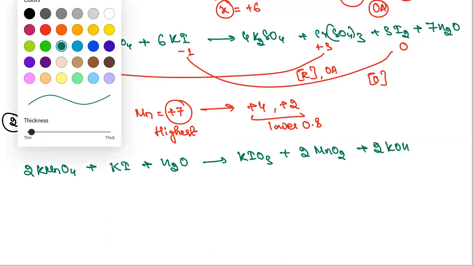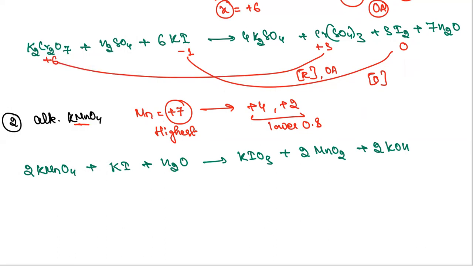Exactly in a similar way, you have to see where oxidation is taking place and where reduction is taking place. So this is your Mn in plus 7, and here it will be plus 4. So plus 7 to plus 4 is what? Reduction. So it's reducing, and that's why it behaves like an oxidizing agent. That means it will reduce itself and oxidize the other species.